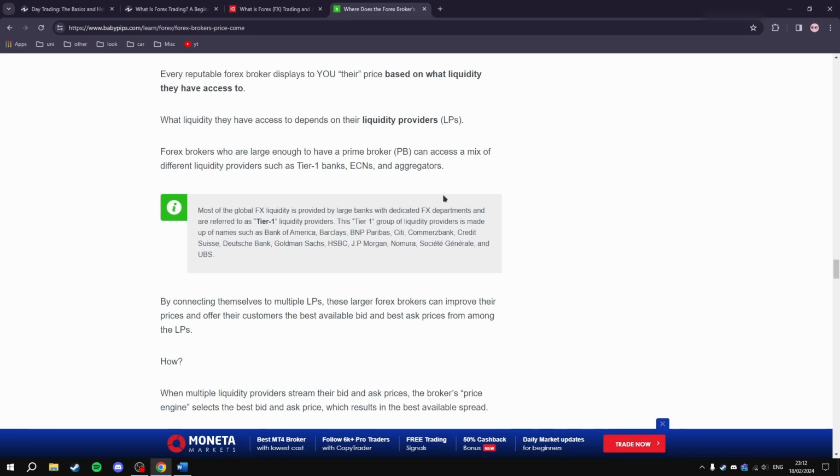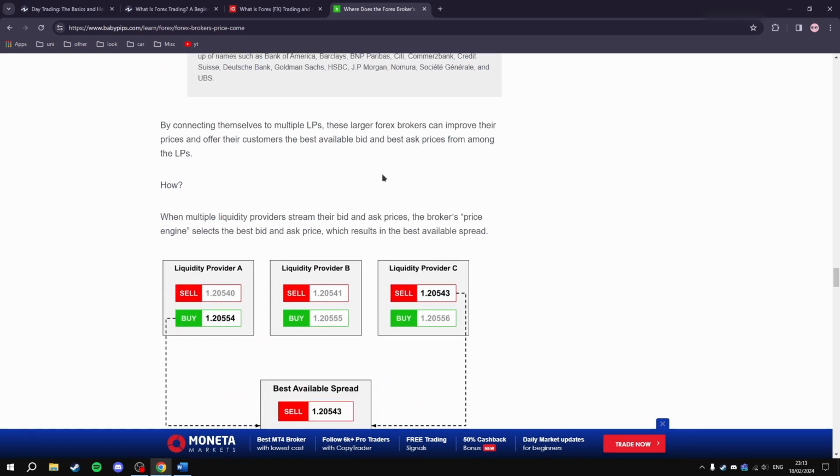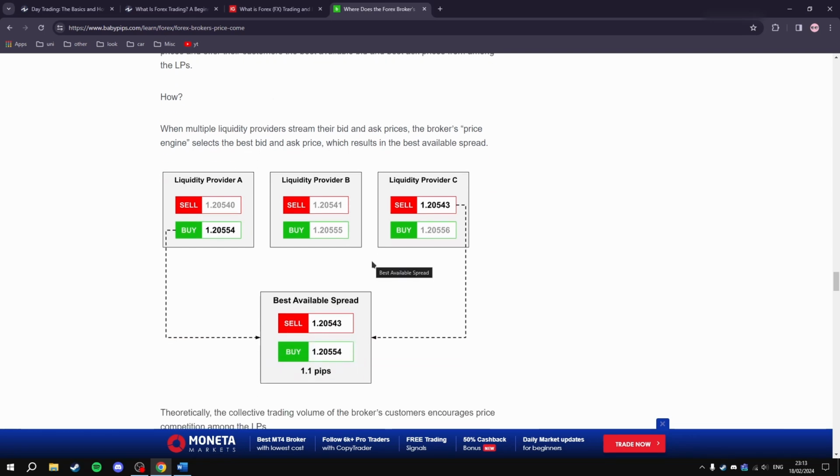By connecting themselves to multiple liquidity providers, these larger forex brokers can improve their prices and offer their customers the best available bid and ask prices from among the liquidity providers. How? When multiple liquidity providers stream their bid and ask prices, the broker's price engine selects the best bid and ask price, which results in the best available spreads.